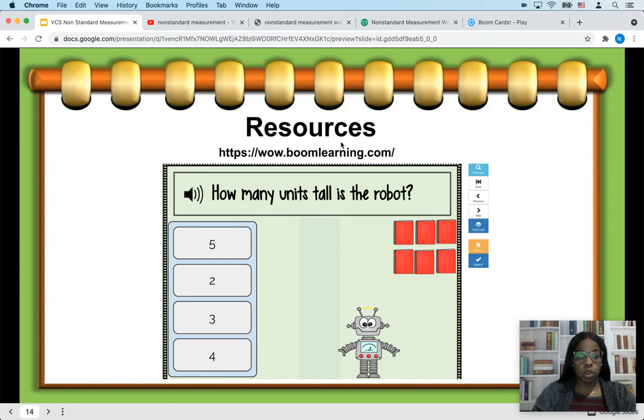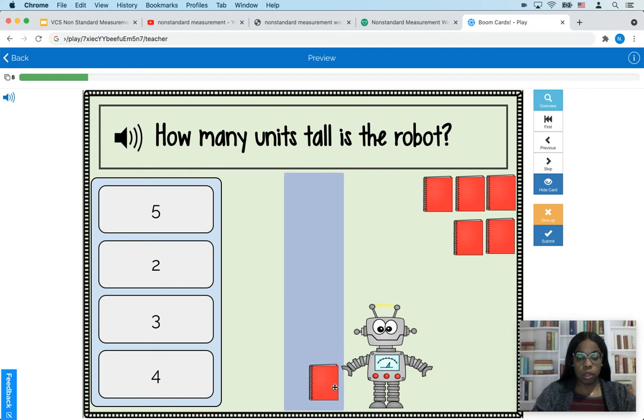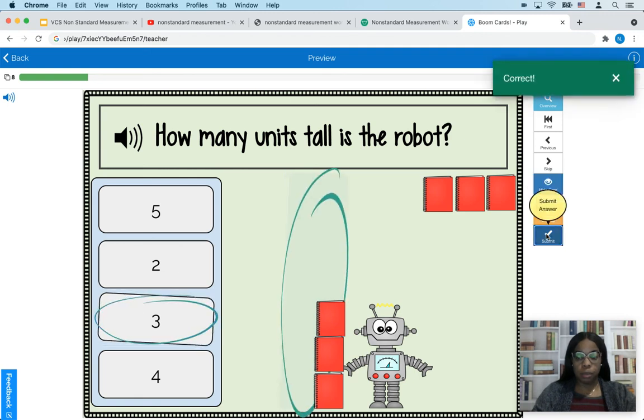You can also use Boomlearning.com as a resource. And here, how many units tall is the robot? So the students would drag the books. 1, 2, 3. Press number 3. Submit their answer.